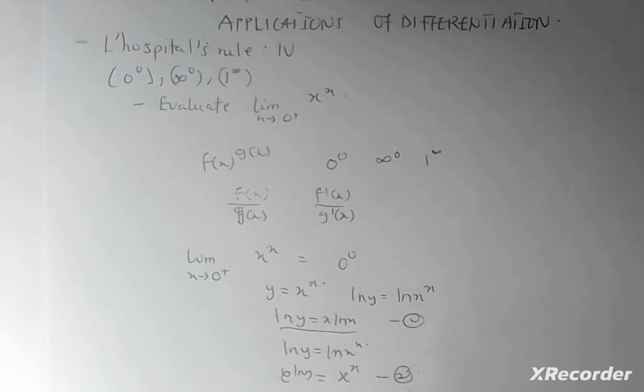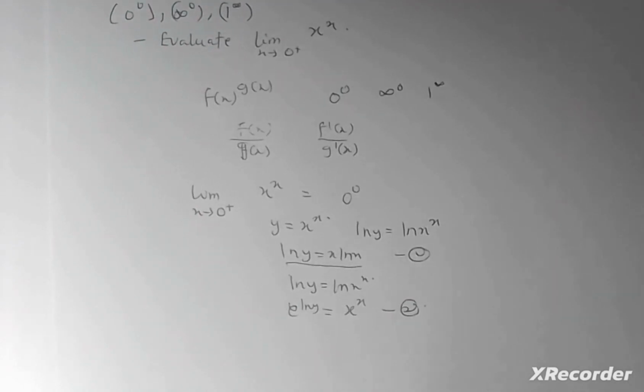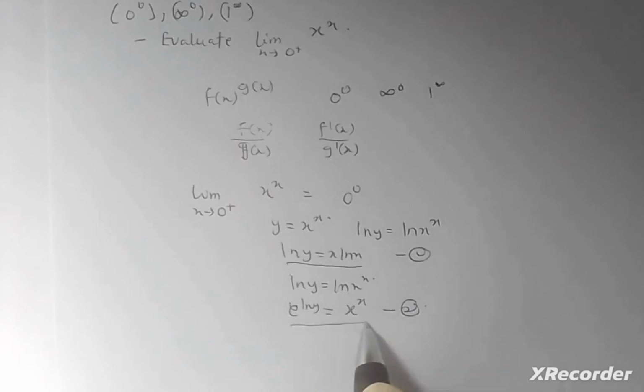Let's put this equation down. If you have ln y equals ln x to the power x, then you say that e to the power ln y will be equal to x to the power x, right? Yes. Once we get this, the next stuff we're going to do is we are interested in finding the limit of the function x to the power x as x approaches 0 from the positive side. Therefore, we are going to apply limits on this, our final equation.